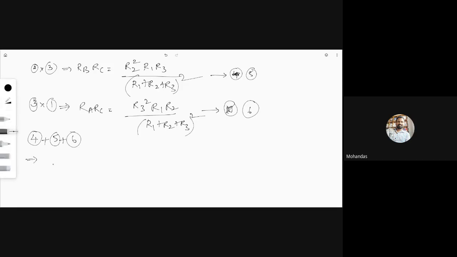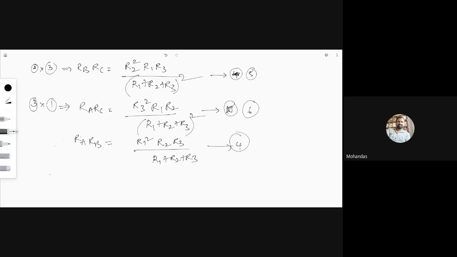So what is the fourth equation here? RA into RB. Let me write the fourth equation here, please. The fourth equation will be RA RB, which is equal to R1 square R2 R3 by R1 plus R2 plus R3. This is equation number 4.